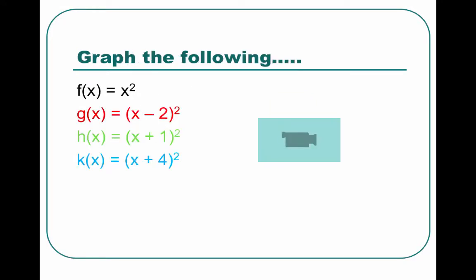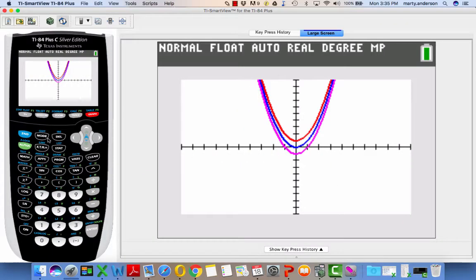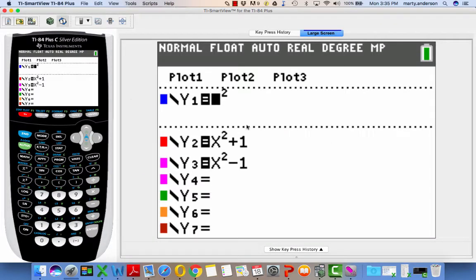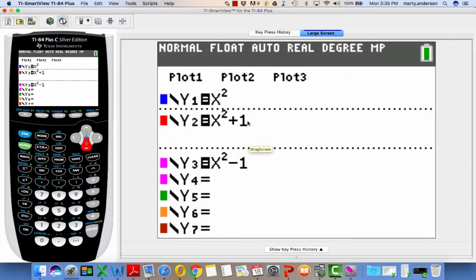Next, we're going to graph these guys. We got y equals x squared. We're going to do y equals quantity x minus 2 squared, x plus 1 squared, x plus 4 squared. So when we look at our graphing calculator, we go back to our y equals. And the first one we were going to do, we can go down to this guy right here.